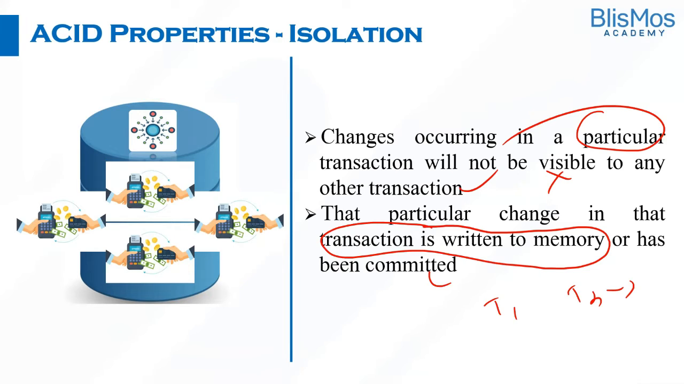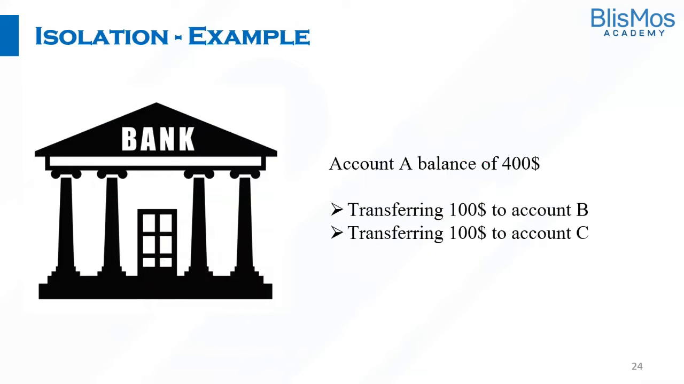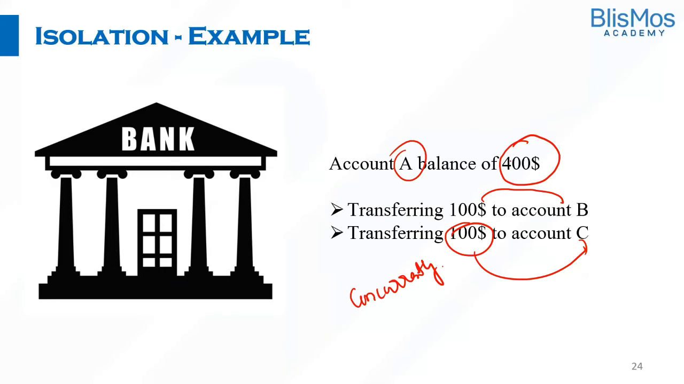Let us take an example here. Let us say we have an account A. We can say David, Bob, Monica, Rosie, whatever it is. So we have account A whose balance is $400. Assume that account A initiated the transfer of $100 to account B, and immediately initiated one more transaction of another $100 transfer to account C. These two transactions are in a way occurring concurrently.